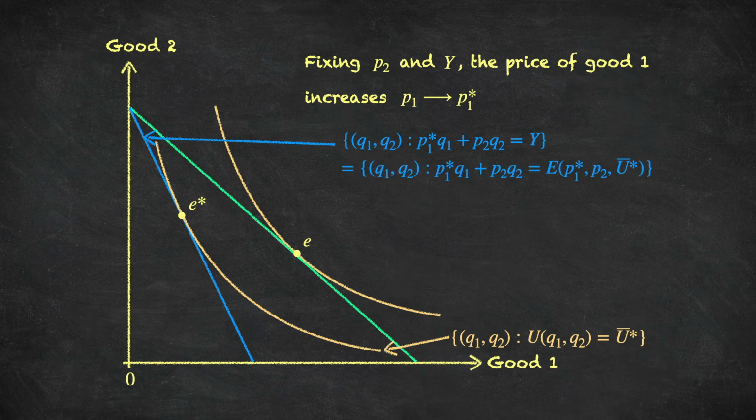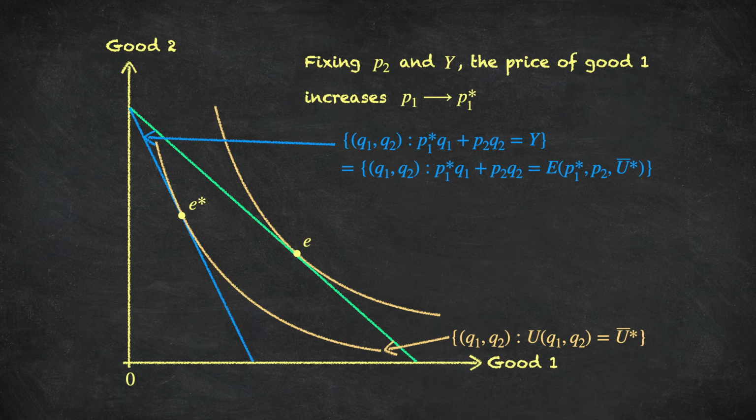So we know we could express this blue line in a different way and say, well, everything on this blue line requires an expenditure precisely equal to the smallest expenditure the consumer would need, the smallest amount of money the consumer would need at prices P1 star and P2 in order to achieve utility U bar star.